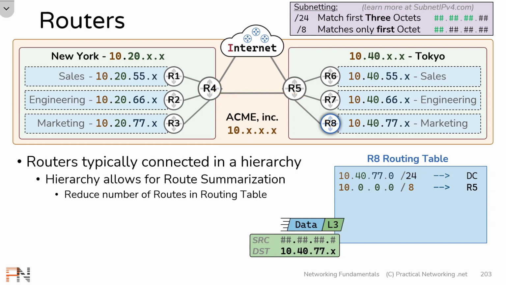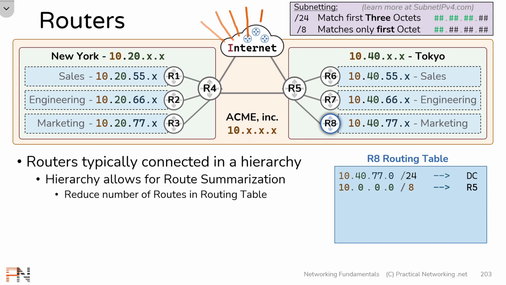But there's still something we have to account for, and that is every network that's going to exist out on the internet, of which there's going to be thousands and thousands. But again, notice where router 8 sits in this particular topology. To reach anything on the internet, router 8's next hop is always going to be router 5. So we can actually go a step further than using a /8, since router 8 needs to use router 5 regardless whether it's trying to speak to Tokyo, New York, or anything on the internet.